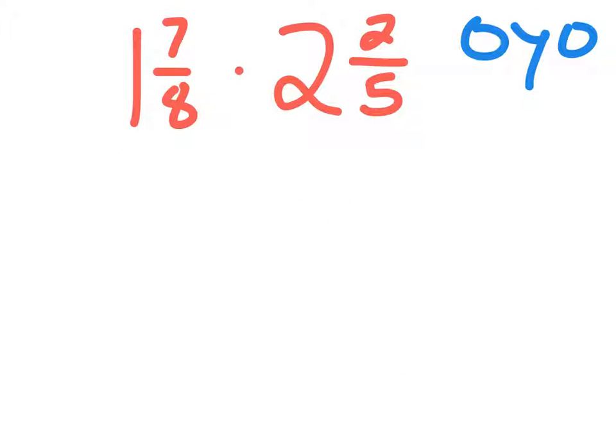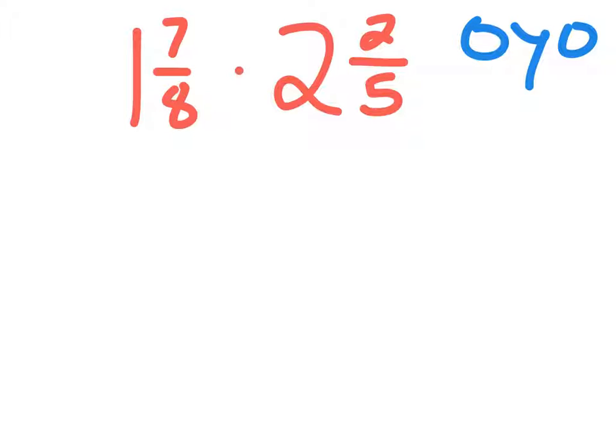Last one here for you to try. Don't get intimidated by this. You're going to change both of these into improper fractions, multiply, then put them back into mixed numbers. Pause the video here, work this out in your notebook, and then unpause it when you're ready for the answer. Okay, let's see how you did.